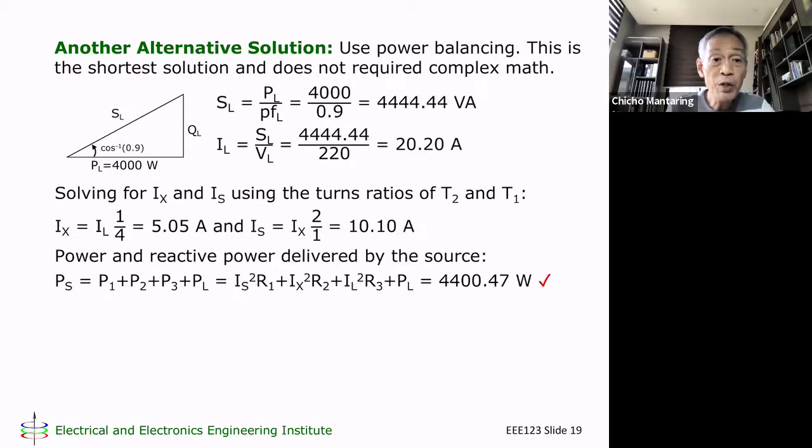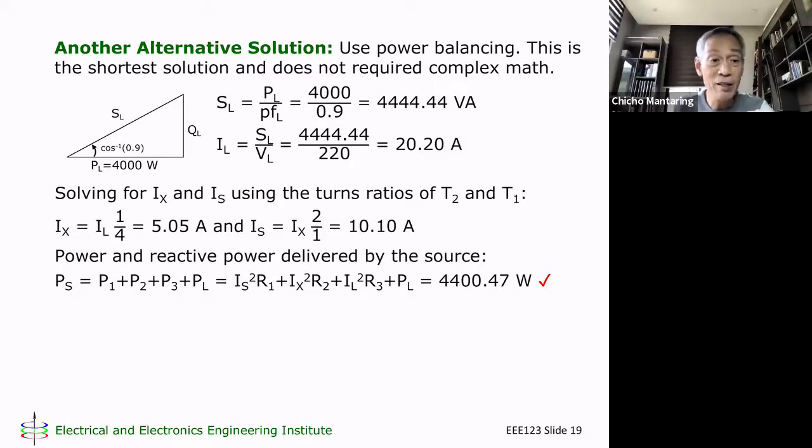Now, from the transformer turns ratio, I can solve for Is of X and Is of S using the turns ratio of T2 and T1. So this is Is of X, 5.05 amperes, and I'm only dealing now with RMS value. Then Is of S is Is of X times the turns ratio of T1, which is 10.10 amperes. Actually, these are the same quantities we got earlier, except that earlier we got the phasor quantities. So here we're getting just the RMS value.